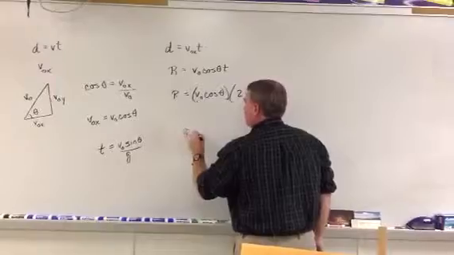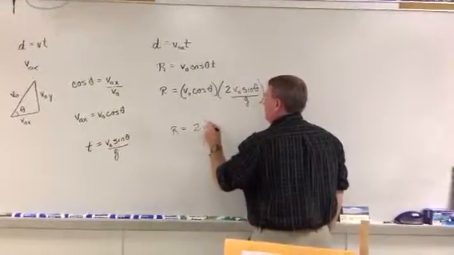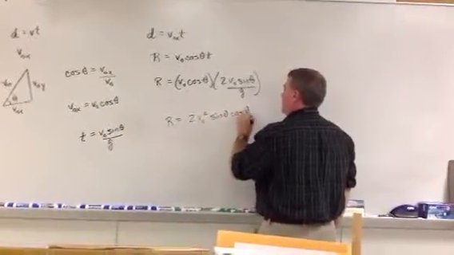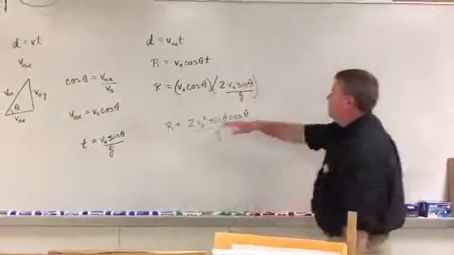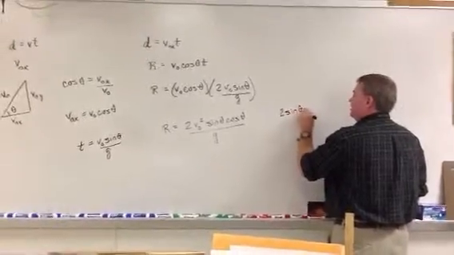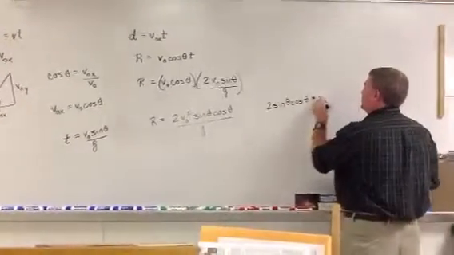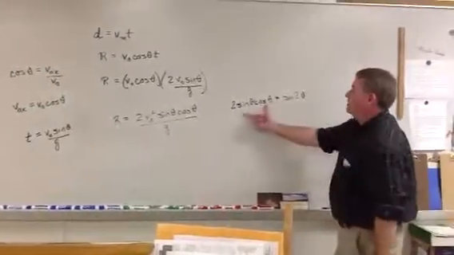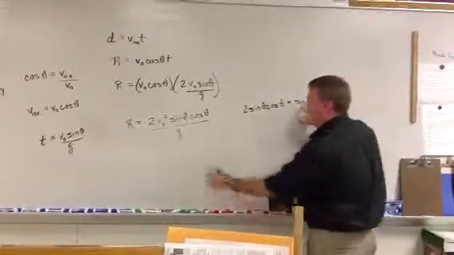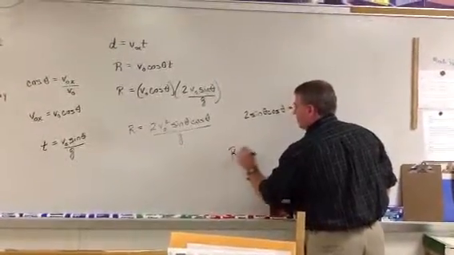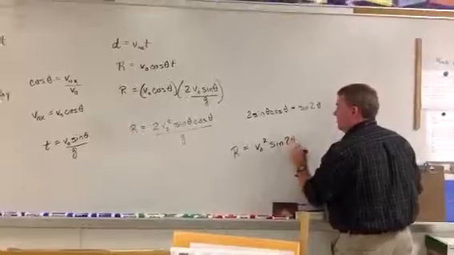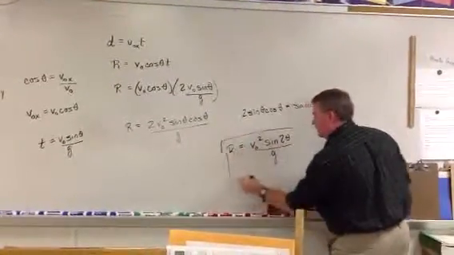Rewriting this, range is going to be equal to 2 v naught squared, and we're going to flip it to sine theta cosine theta divided by g. And if you look at this, you notice something familiar from your trig identities. 2 sine theta cosine theta is actually equal to sine 2 theta. So we can make the substitution: 2 sine theta cosine theta we can replace with sine 2 theta. And our final equation for range becomes r is equal to v naught squared sine 2 theta divided by g. And that's it.